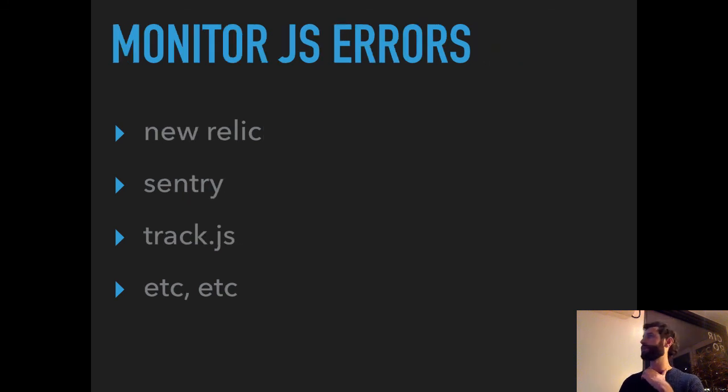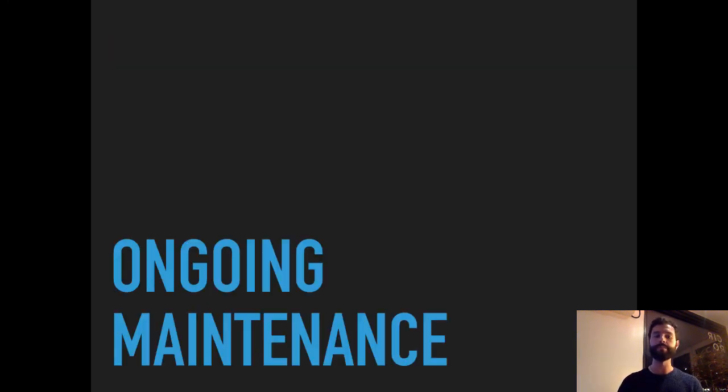These are great to use to make sure that your app doesn't have random JavaScript errors. So New Relic, Sentry, Track.js, there's a million products that basically do the same thing. As your production users are running into errors, it'll log those and you can check them out and see, is this related to my upgrade or not?